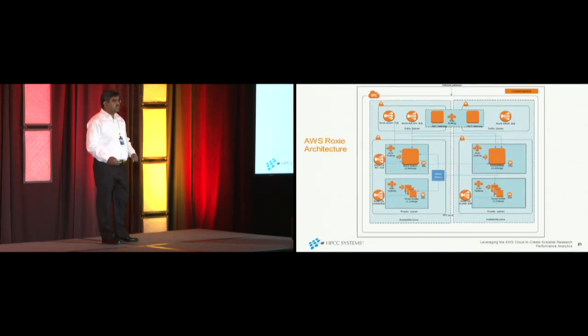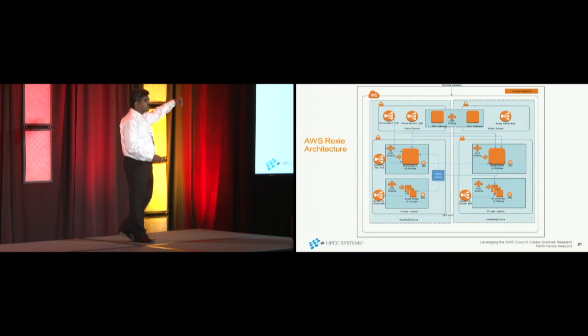Here is the Roxie deployment architecture, which is very similar to Thor, except that we have 2 Roxie clusters, one in each availability zone. This is mainly for high availability. And just like Thor, we have an admin ELB. There are 2 of them providing access to their respective clusters. And we also have 2 more ELBs.